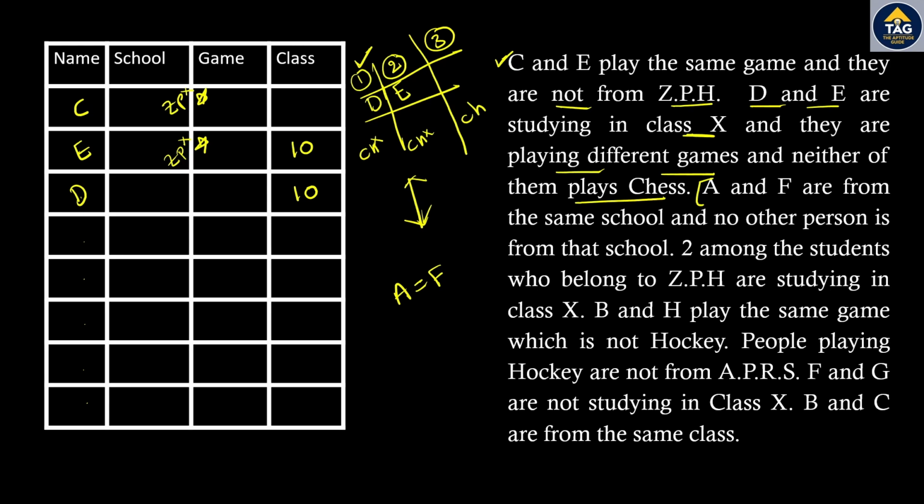Reason, as D belongs to school 1, you cannot put A and F together with D. You cannot put A and F together with E. So it is clear that A and F should not be from school 1, and should not be from school 2. So that's obvious, A and F should belong to school 3. And people who belong to school 3 should play chess as we discussed earlier. So A and F belong to school 3, and people who belong to this particular school should play chess. Let me write it here.